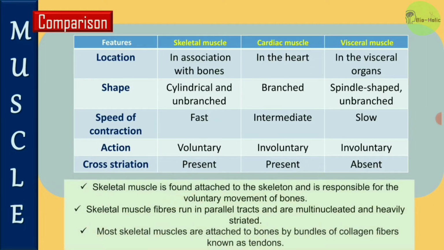So as a summary, we can say that skeletal muscle is found attached to the skeleton and is responsible for the voluntary movement of bones. Skeletal muscle fibers run in parallel tracts and are multinucleated and heavily striated. Most skeletal muscles are attached to bone by bundles of collagen fibers known as tendons.